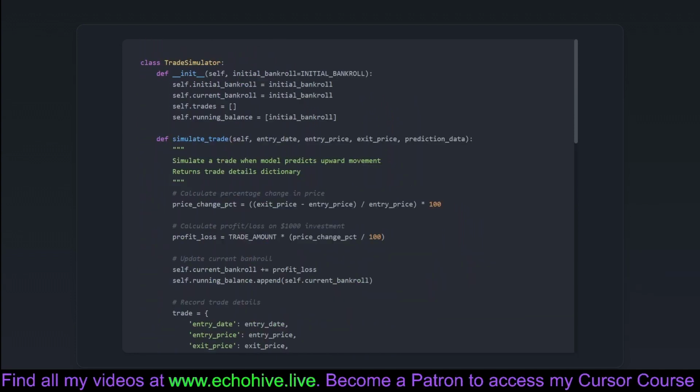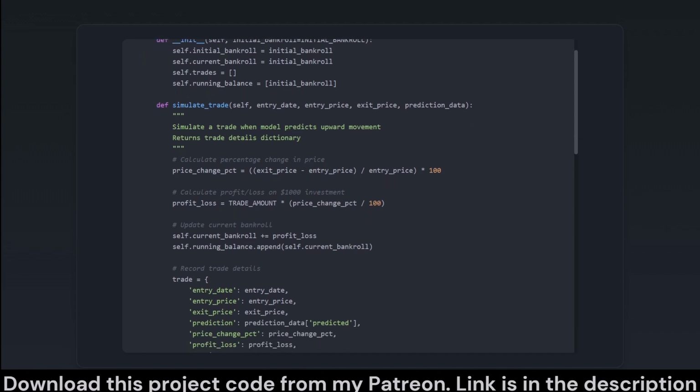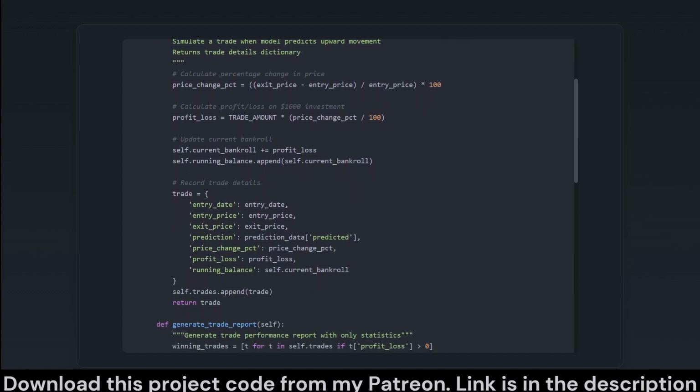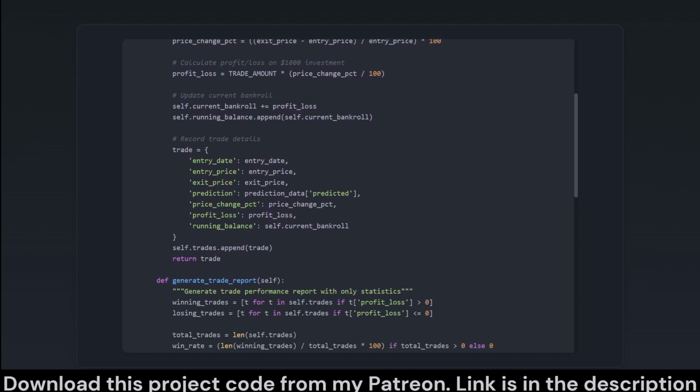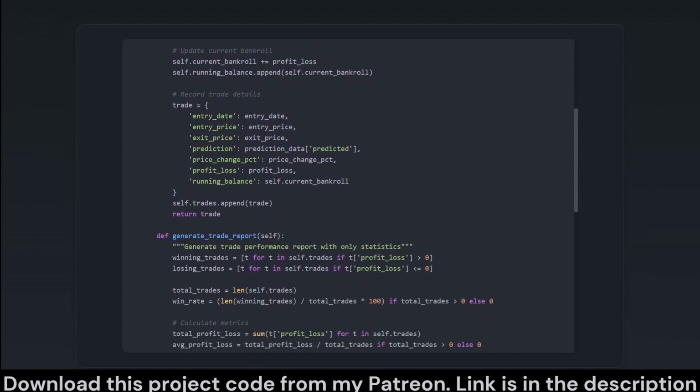This snippet introduces the star of the trading simulation show, the TradeSimulator class. It's like the financial analyst you wish you had during your last stock pick misadventure. The TradeSimulator is responsible for executing mock trades based on the predictions, tracking profit-loss, because who doesn't love keeping score, and generating performance reports.